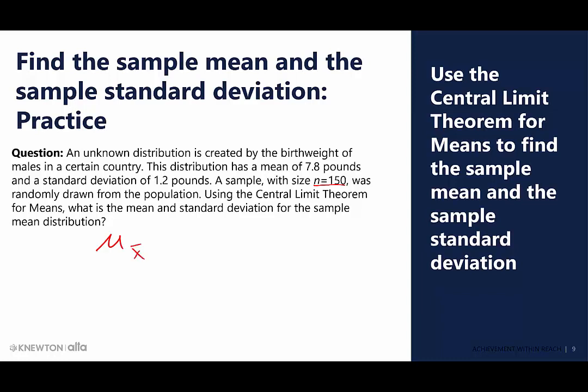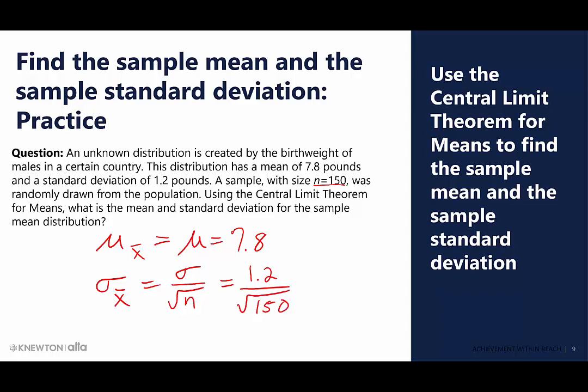Mu x bar, the mean of the sample mean distribution, is the same thing as the population mean, which they told us is 7.8 pounds. So the mean is the same thing as the population mean, but the standard deviation is not the same thing as the standard deviation that they give us. It is the given population standard deviation divided by the square root of n. So in our case, we're going to take 1.2 pounds and divide it by the square root of 150, because our sample size is 150.